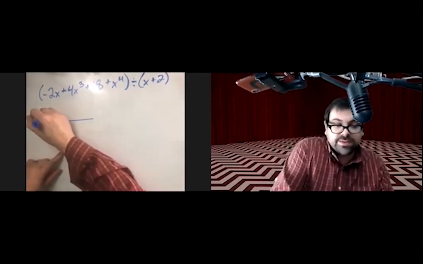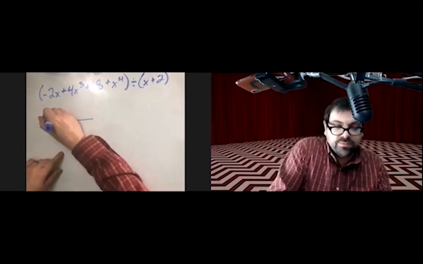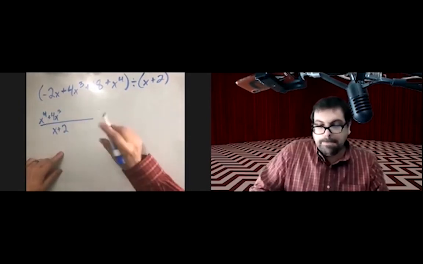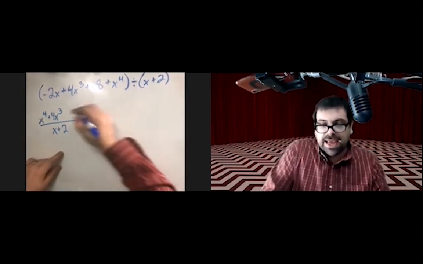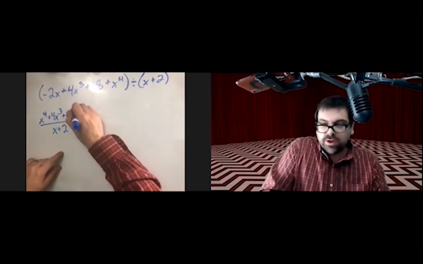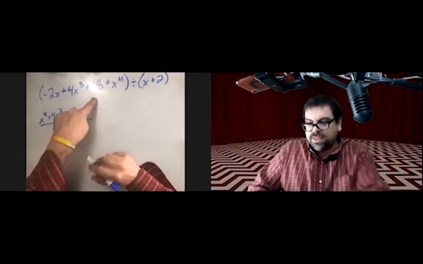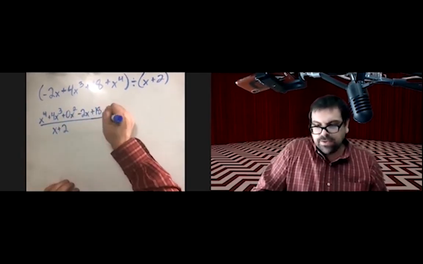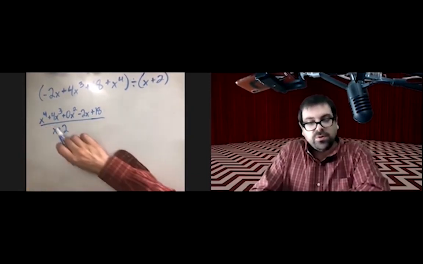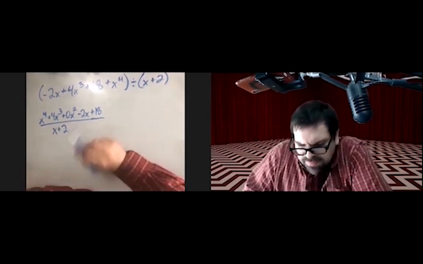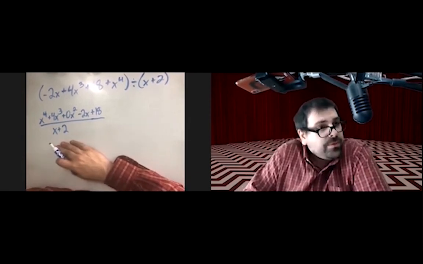We start with an x to the fourth. Where's our x cubed? Plus 4x cubed. Where's our x squared? We don't have one, so plus 0x squared. Where's our x? Minus 2x. Where's our constant? Plus 18. So in decreasing power of x with our placeholder, we have x to the fourth plus 4x cubed plus 0x squared minus 2x plus 18, all divided by x plus 2.